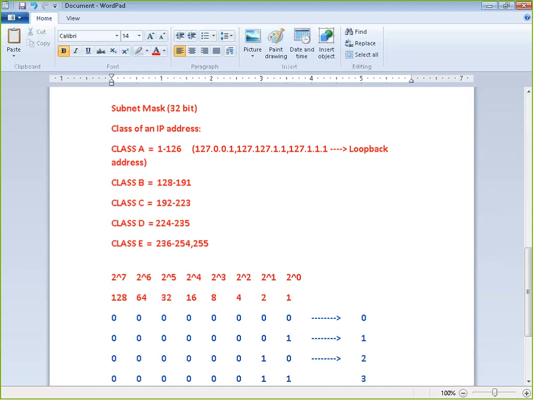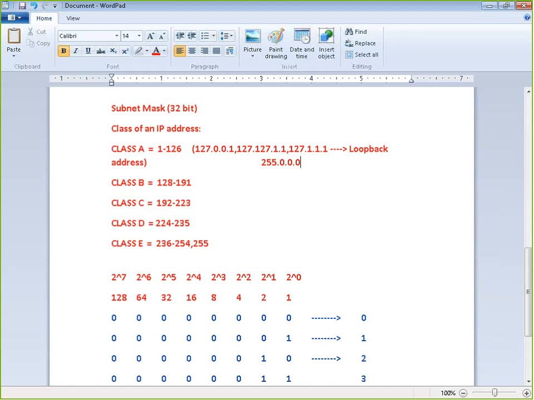Great. So that's the main thing about the classes of an IP address. But whenever we talk about classes of an IP address, it also includes a default subnet mask. Whenever we talk about the classes of an IP address, it also has a default subnet mask related to that. In fact, whenever I talk about class A, the default subnet mask for class A is 255.0.0.0.